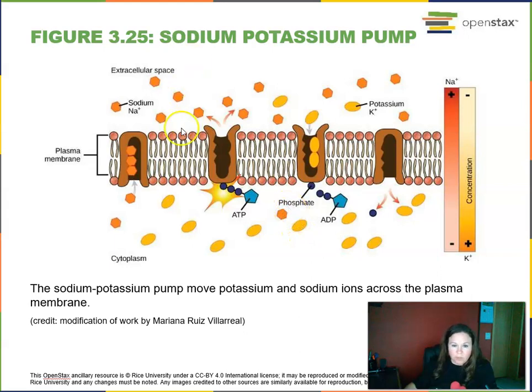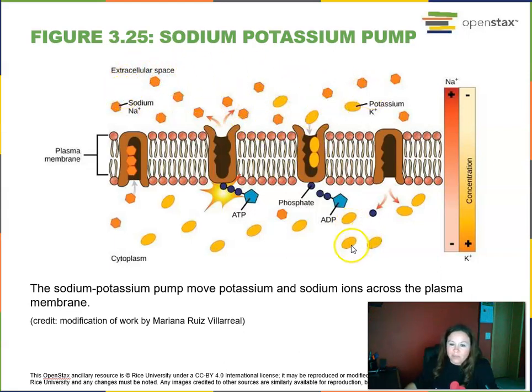pump. So we have our phospholipid bilayer, and then we have these proteins. It's kind of a combination of an enzyme and protein pump. These little gold circles, those are the potassium. We can see there's more of them in the cytoplasm of the cell, generally. And then we see out here these little orange hexagons, those are the sodium. So we have more of those outside of the cell.